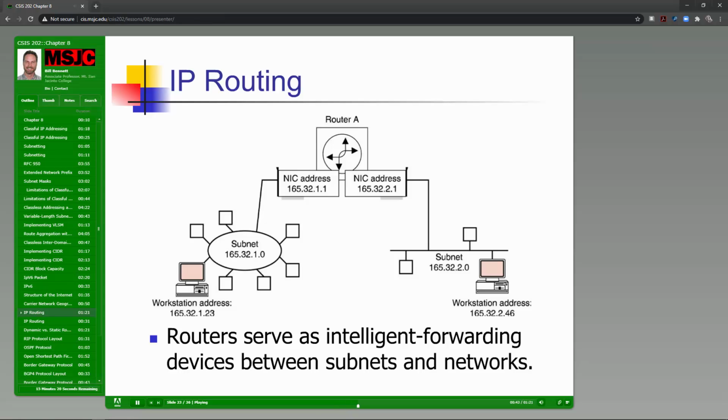So 165.32.1 is going to be the left-hand network, and 165.32.2 is going to be the right-hand network, and then the host itself, which is the network interface on the router, has been assigned 1 in both networks that it's attached to there. Then just notice too that the workstation addresses do use the same network address that the network interface card on the router does. That's very important that you understand that all devices on the same network always use the same network address.